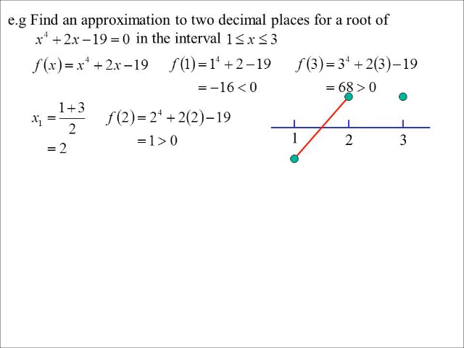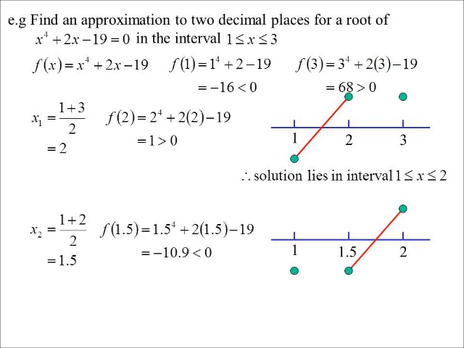But 1 is positive. So now I can narrow it down because now I can say, well, hang on, there's our number line. I knew 1 gave me a negative value, 2 and 3 gave me positive values. So therefore, the solution now is not between 1 and 3, but between 1 and 2. And then I can halve that interval. So my next approximation is 1.5. All right, well, that turns out to be negative 10.9, so that's even further away.